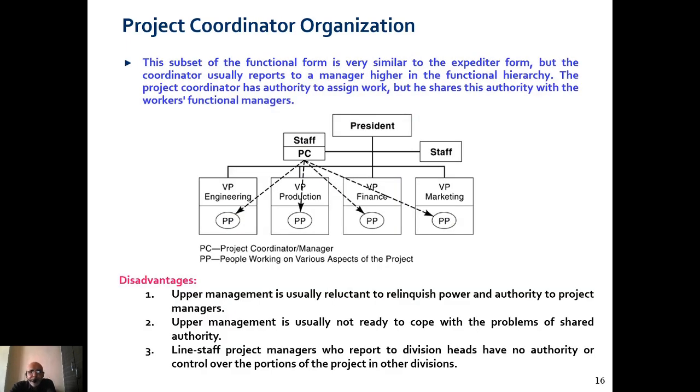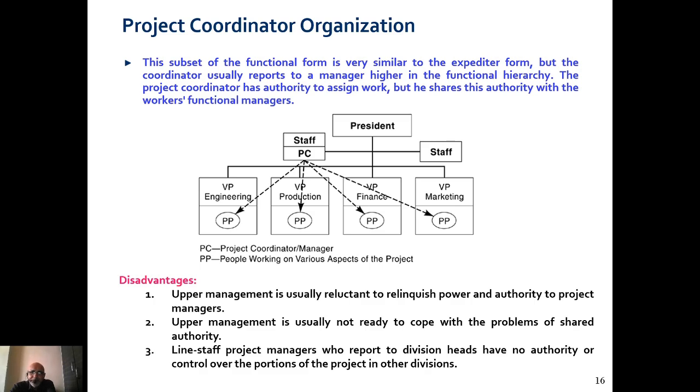Now, project coordinator. You have got a project coordinator, right? The staff appointed as project coordinator. There could be multiple staff as well. Again, you can see that this is a functional model extension, but you have got a project coordinator, right, who centrally tries to coordinate. What is the disadvantage of doing the work like this?